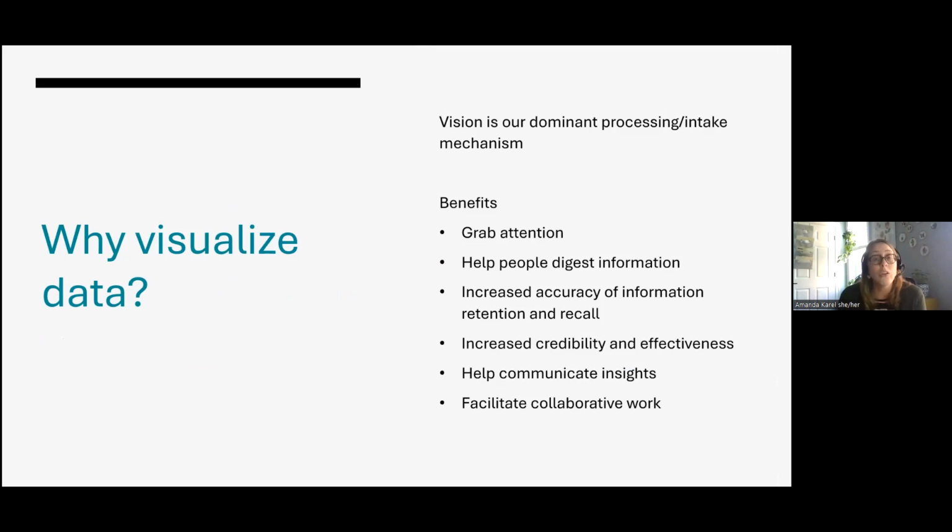Data viz is really good at helping answer those who, what, where, when, and how questions. Please notice I am not saying why. That comes from the other component that can come from a good data visualization. They can really help facilitate collaborative work. If you have a good visualization that's answering these who, what, where, when, and how questions, you can have a conversation about why, because a visualization can serve as a common starting point for that discussion.